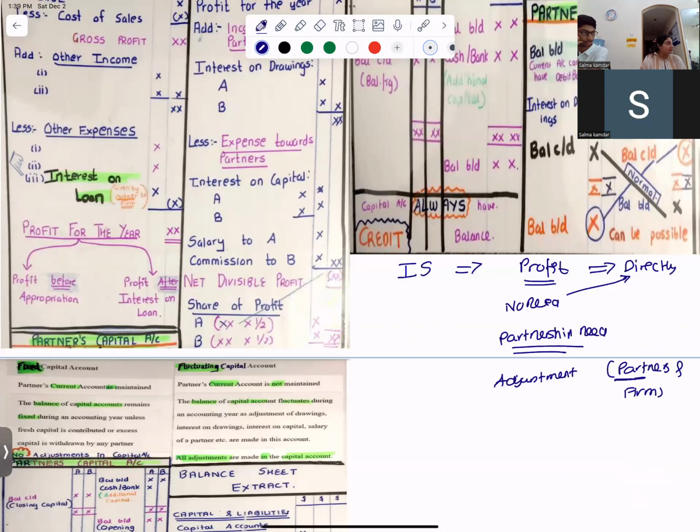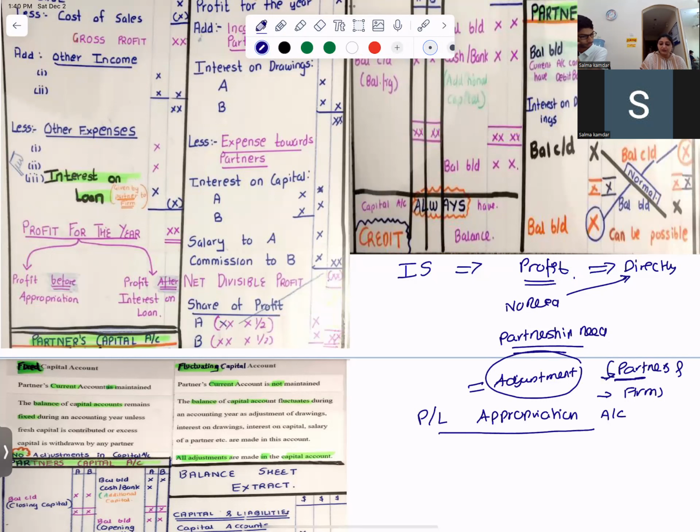Where will you do these adjustments? In which account? You get the profit from the income statement, then you want to do adjustments between the partners and the firm. This adjustment is done in the profit or loss appropriation account.